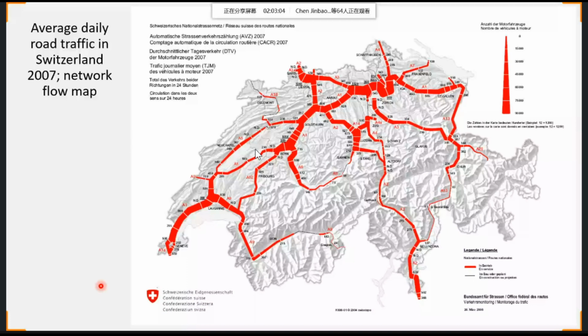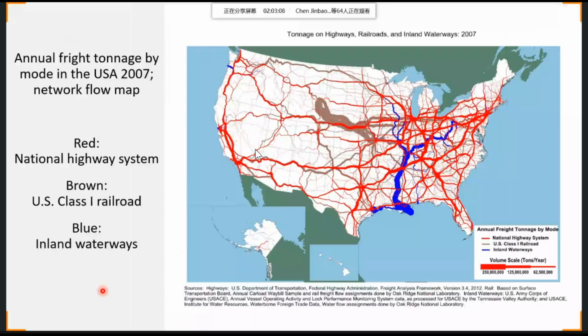Or another one, also a network flow map. This is about the annual freight tonnage by mode in the US. So mode of transport means there's a difference here between the road system, the railroad system, and the waterways. These are the three different modes of transport in red, brown, and blue. So here it's about the freight transport. So also quantities represented by the width of the lines.